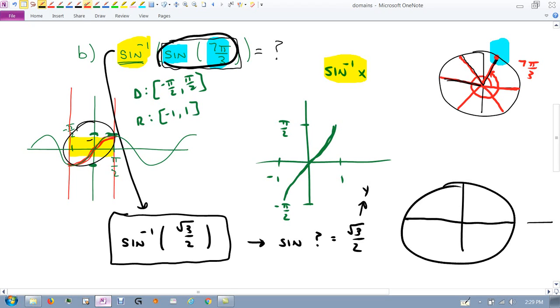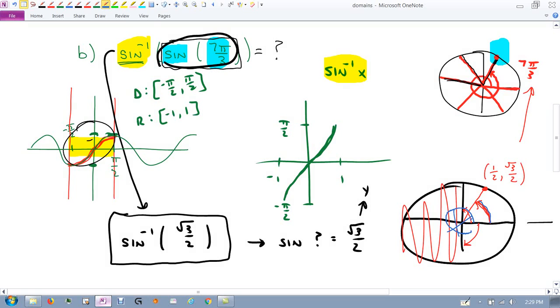However, I am only allowed to look between negative pi over 2 and positive pi over 2. And we already know that that y coordinate is going to happen here. This is 1/2 and this is root 3 over 2. But this angle here is not the same as 7 pi over 3. 7 pi over 3 has us going all the way around, but you're not allowed to go through that region, so that's no go.